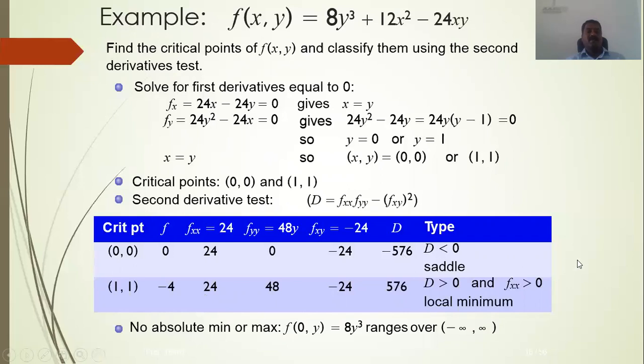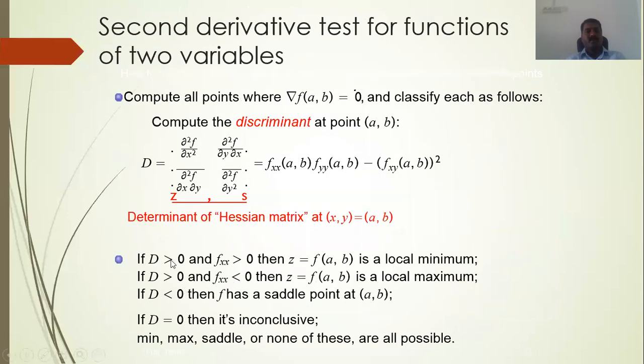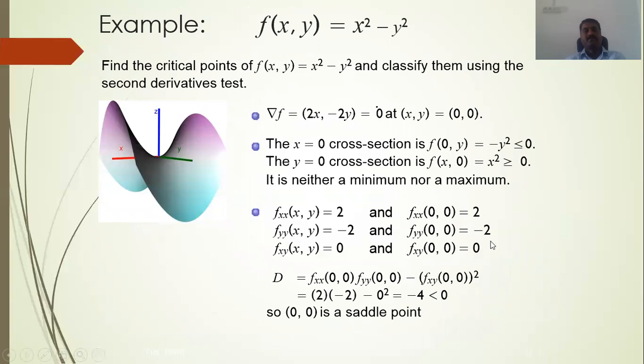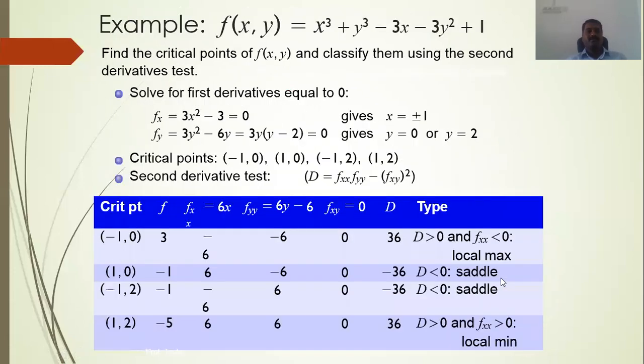If it's the other way, D is greater than 0 and fxx less than 0, then what happens? Here it is. D is greater than 0 and fxx is less than 0, then it's a local maximum. But here, in this case, D is greater than 0 and fxx is greater than 0, so it's a local minimum.